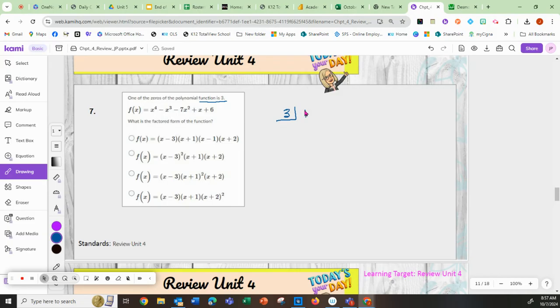So my coefficients are 1, -1, -7, 1, and 6. I don't need any 0 placeholders. So I'm going to go through the synthetic division process.